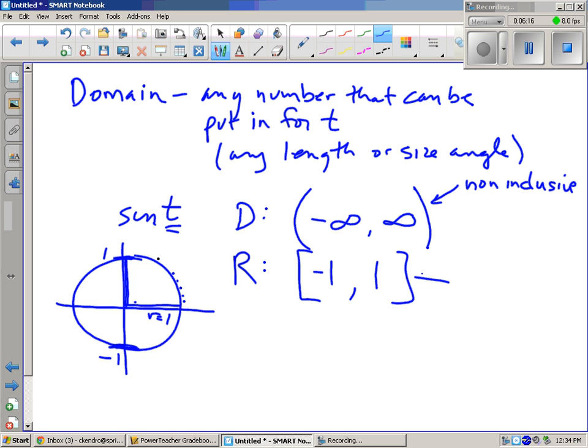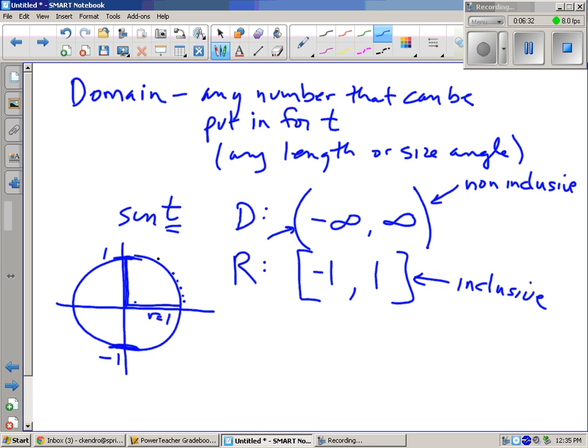Now I'm putting brackets there, mean inclusive. So that means equal to. It can be equal to it. You can't really equal to infinity because you never get there. So that's why we use the curved brackets.